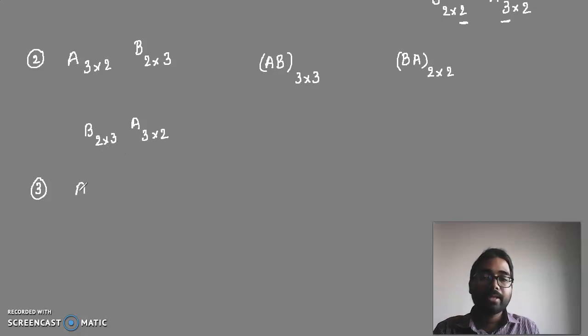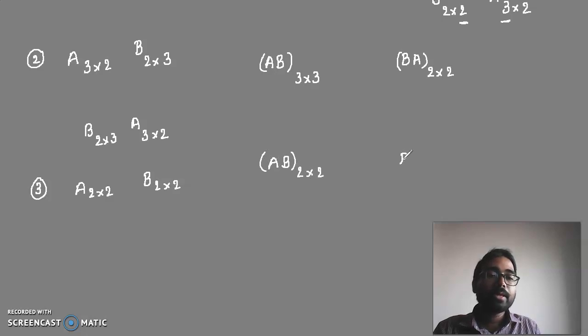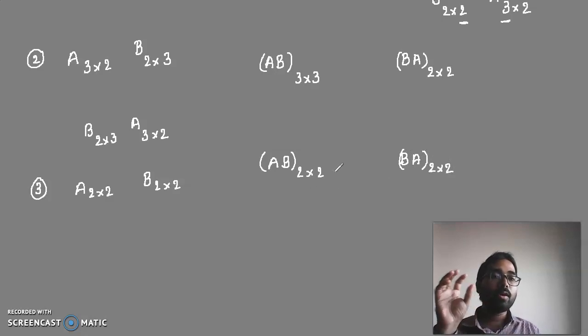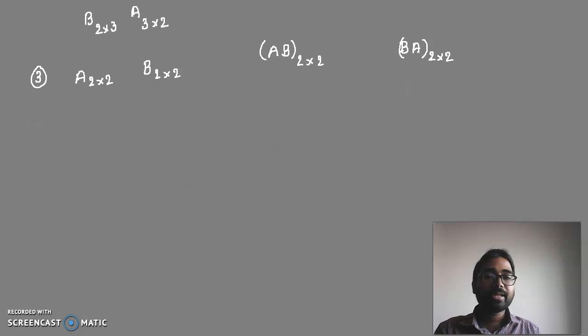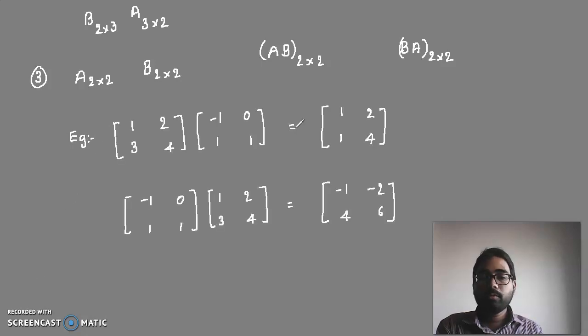For example, let's say A is a 2 by 2 matrix, B is a 2 by 2 matrix. Here you see AB is going to be a 2 by 2 matrix, BA is going to be a 2 by 2 matrix. So the order is also matching. AB is defined, BA is defined, their orders are the same, but the corresponding elements are not equal. So let us take an example for this. Now consider A is 1, 2, 3, 4 and B is minus 1, 0, 1, 1.